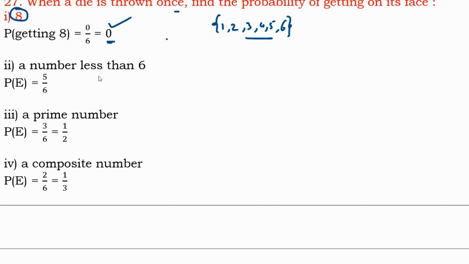A number less than 6. A number less than 6 means the numbers ranging from 1 to 5 are possible. So the probability of getting a number less than 6 is 5 by 6.